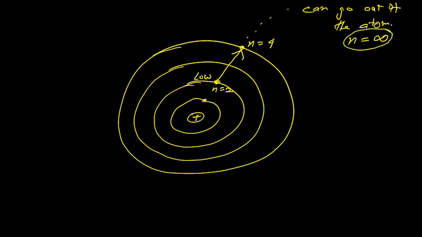N equals to infinity. So in this case, if we are moving from n equals 2 to n equals 4, system absorbs energy. It means delta E will be positive.